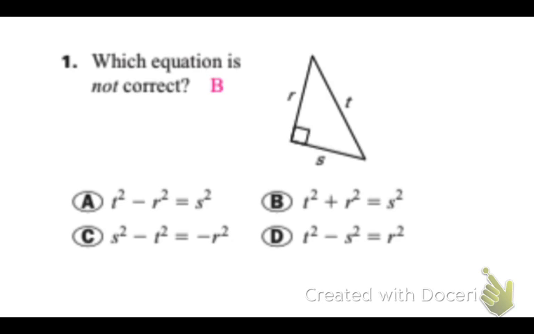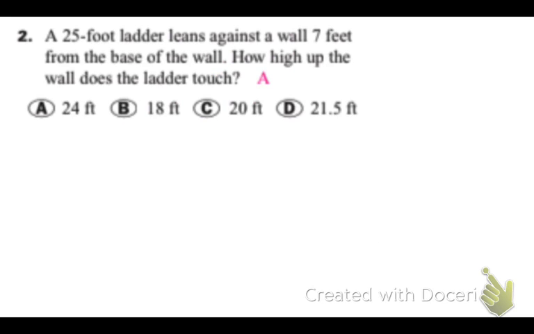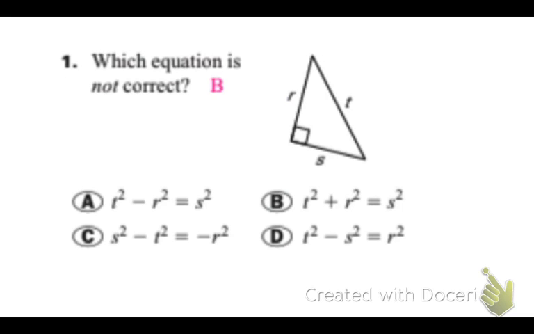Okay, so we're diving in here. Which equation is not correct? Going back. Okay, which equation is not correct? Notice a little bit of a trick there. It's not asking which is correct, it's asking which is not correct. And it tells you that the answer is B. Well, why is it B?